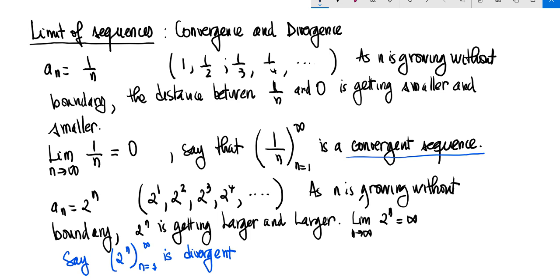All right, so the concept of convergence allows us to say that the terms of a sequence are getting closer and closer to some number. And if we can prove that, then we'll say that the sequence is convergent to that number. Otherwise, if that doesn't happen, then we'll say that the sequence is divergent, or the sequence diverges.